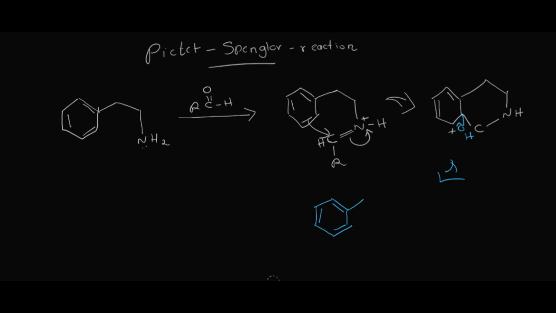Sorry, I just made a mistake over here too. So here we have an R group. Same over here, we have an R group. So this is the Pictet-Spengler reaction. It's a very small, simple reaction. We just use it to close a ring formation.